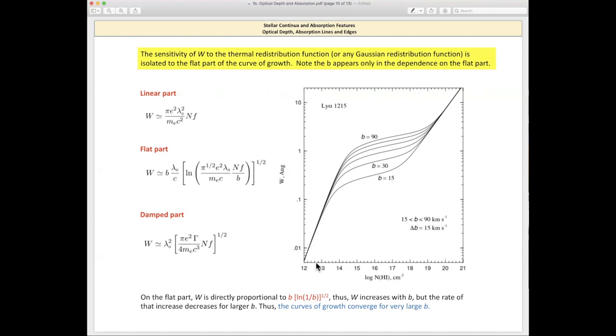It doesn't care what the thermal properties of the gas are. What you hate in this world is if you measure an equivalent width of 1 angstrom, then you're like, it could be hot gas with a column density of 10 to the 15, or it could be cool gas with a column density of 10 to the 18. That's 3 orders of magnitude in column density. That doesn't help me out very much. So then you have to use other tricks to get the column density.